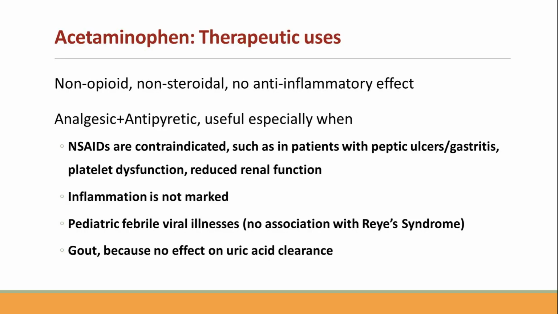Acetaminophen is ideal for mild to moderate pain and fever in conditions where inflammation is not the dominant feature. It is especially suitable when NSAIDs are contraindicated, such as in patients with peptic ulcer disease, coagulopathy, gastritis, renal compromise, or platelet dysfunction. Unlike aspirin, it is safe in pediatric viral illnesses because it has no association with Reye's syndrome. It is also used in gout, as it does not influence uric acid excretion unlike NSAIDs.